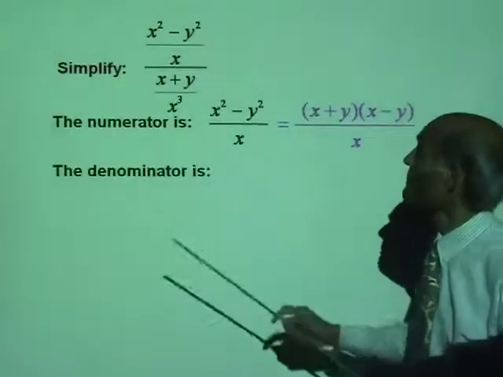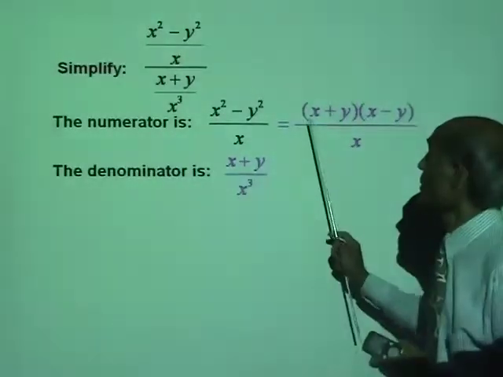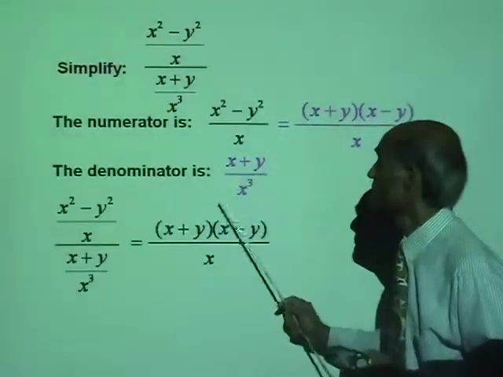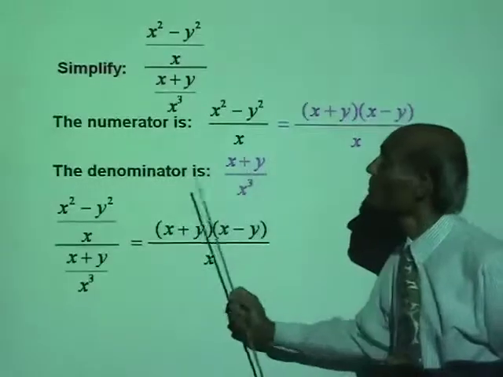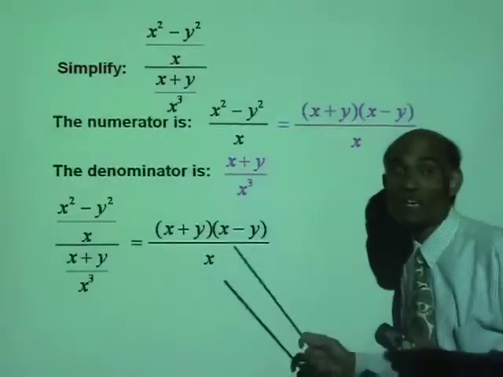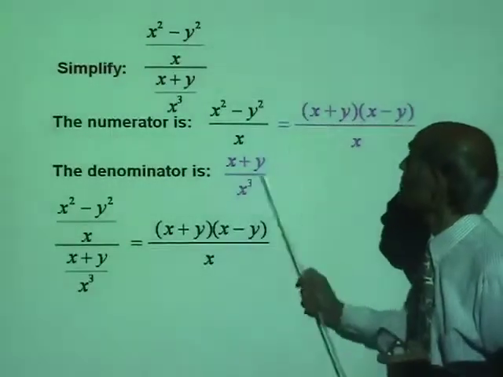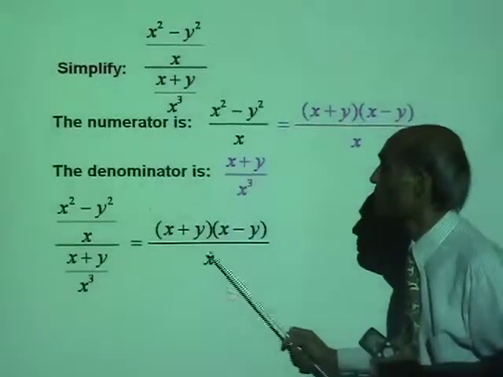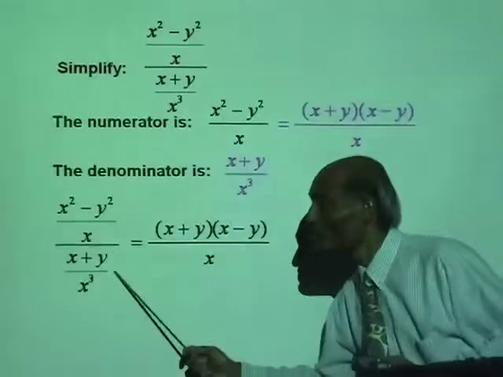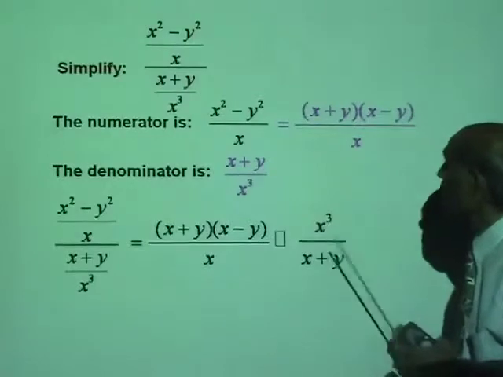And now, the denominator of course is x plus y over x cubed. And now, therefore, this is the numerator and this is the denominator. Let's write it that way. So, what do we do? Take the numerator and multiply it with the inverse of the denominator. So, we write the numerator x plus y times x minus y over x. That is this numerator. Multiply that with the inverse of the denominator. So that will be multiplied by x cubed over x plus y.